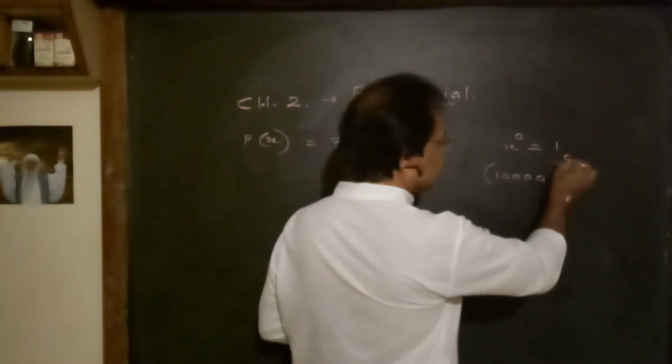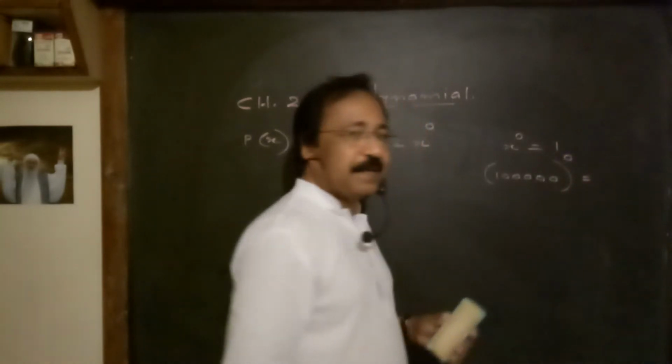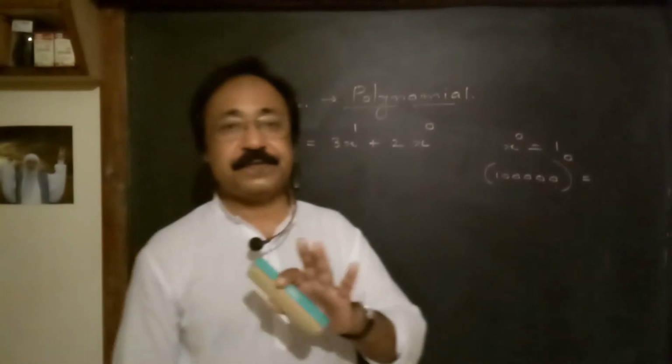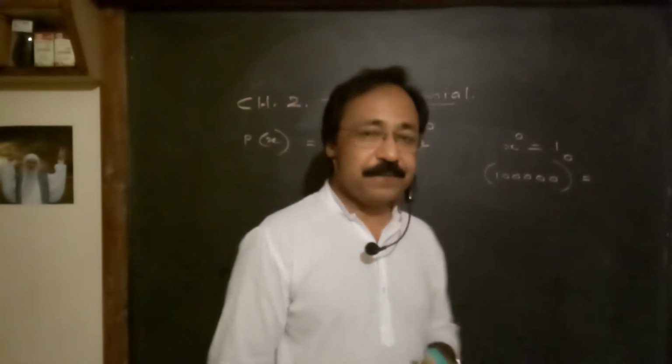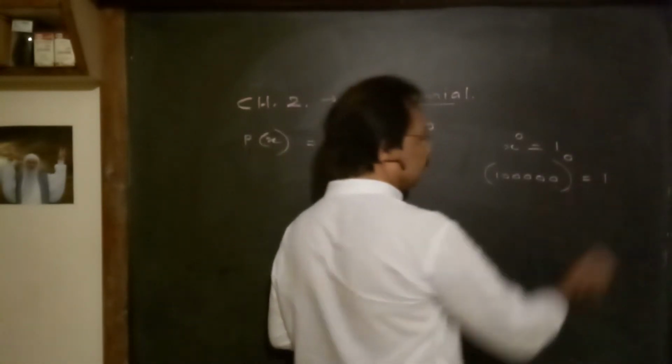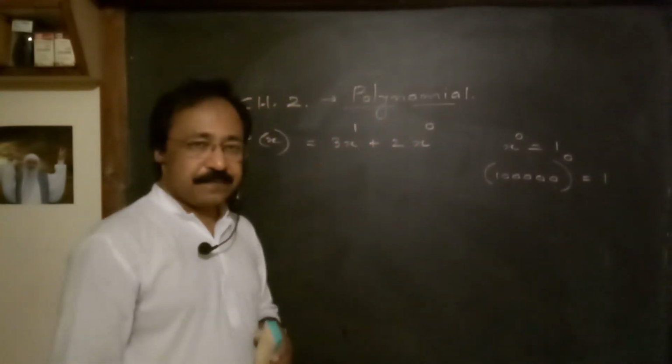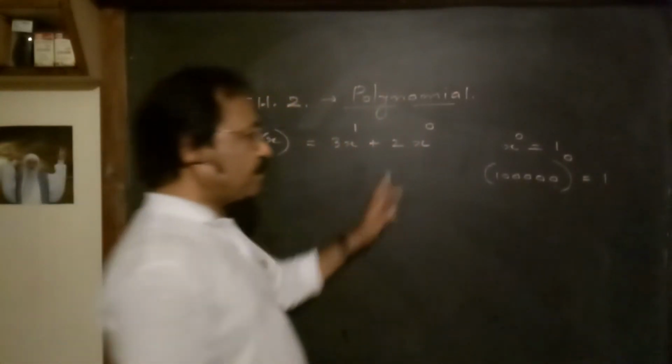I can tell you that I will give you 1 lakh rupees raised to 0. I will give you 1 lakh raised to 0 rupees. It means how many rupees I will give you? 1 rupee. Anything raised to 0 is equal to 1. So when there is no x, we can write x to the power 0.